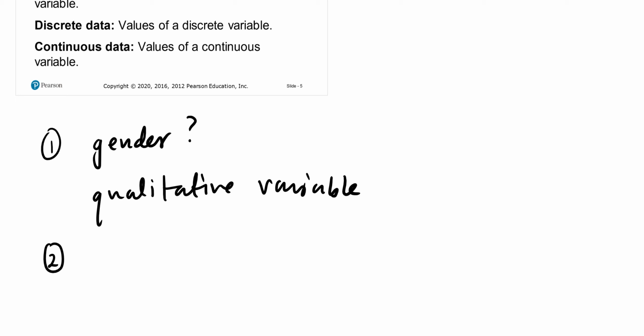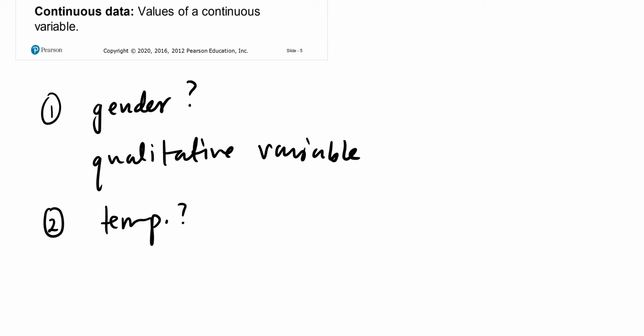What about temperature? Of course, temperature is a quantitative variable because it's a numerical value. You can perform operations on temperatures, like addition and subtraction. You can add temperatures, subtract them. So this is quantitative.